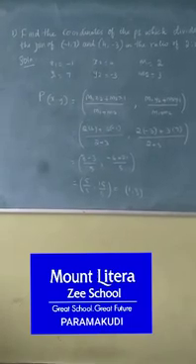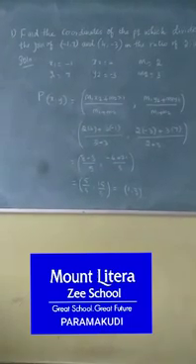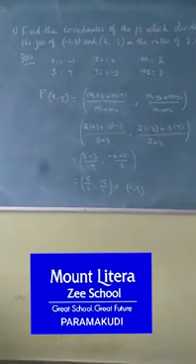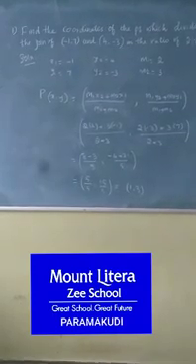Just substitute here and the answers are (8 - 3) by 5 and (-6 + 21) by 5. That is 5 by 5, comma, 15 by 5. If you simplify, the answer is (1, 3). Therefore, the point is (1, 3).